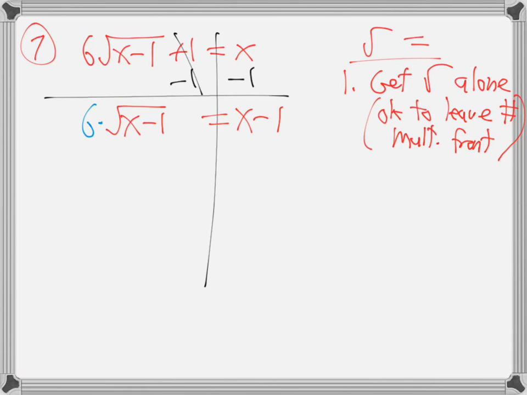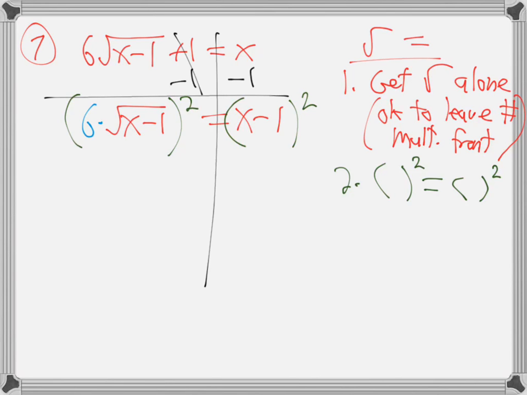We got the root alone enough. Step 2, what are we going to do now? 2 power. Parenthesis 2 power, parenthesis 2. So I'm going to go parenthesis, notice, around the whole left, including a 6 that's not in a root. And parenthesis around the right side.